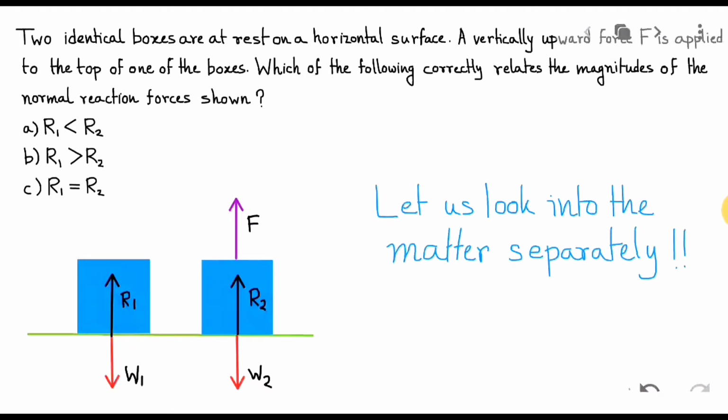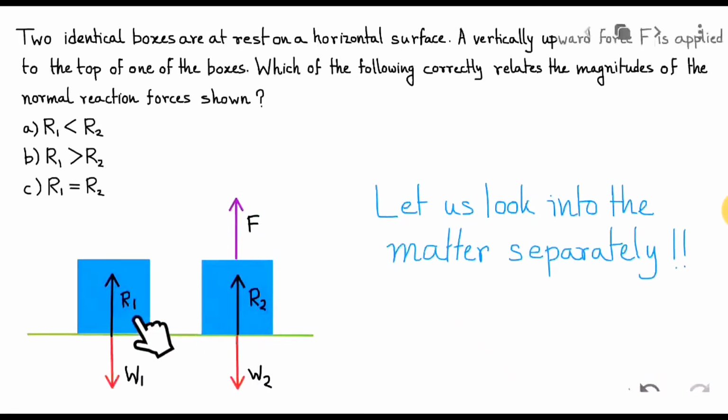Here we have two situations. In the first situation, we have a block resting on the floor. The weight of the block, W sub 1, is working downward, whereas the normal reaction force R sub 1, given by the floor to the block, is working upward. In the next situation, we have the block where W sub 2, the weight of the block, is working downward, whereas another external force F is working upward.